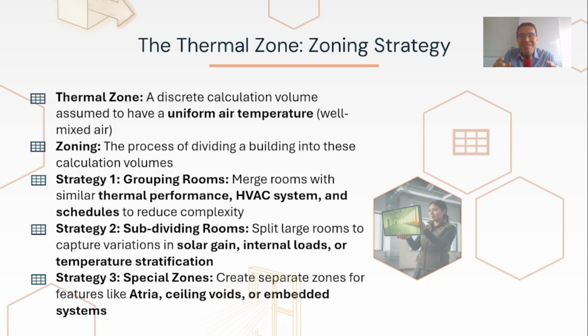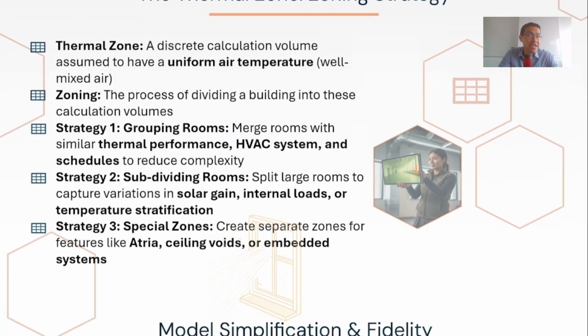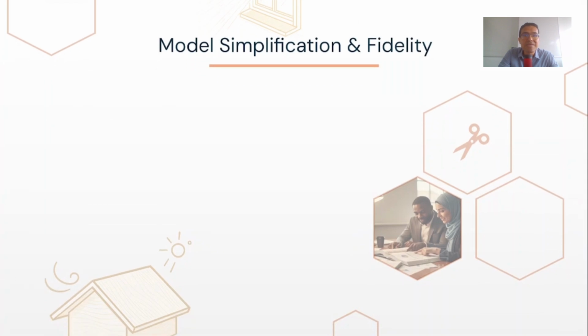Finally, you create zones for unique architectural features. This includes making vertical zones for atriums to model stratification, or creating separate zones for large ceiling voids if they contain a lot of heat from lighting or are used as an air plenum. This level of detail helps connect your model directly to the HVAC system design.